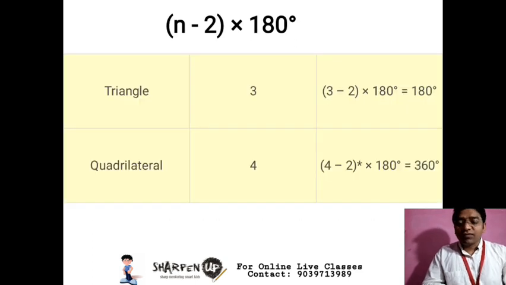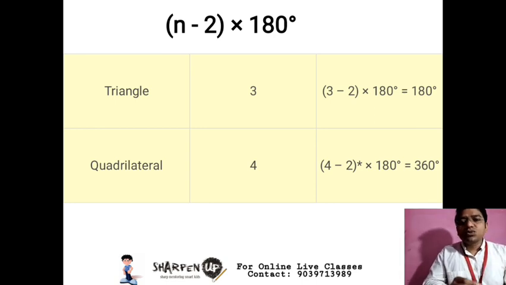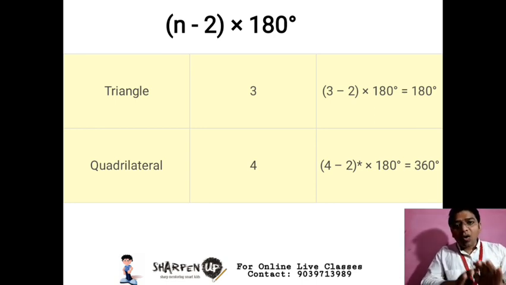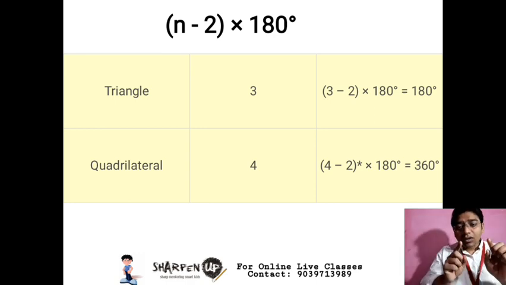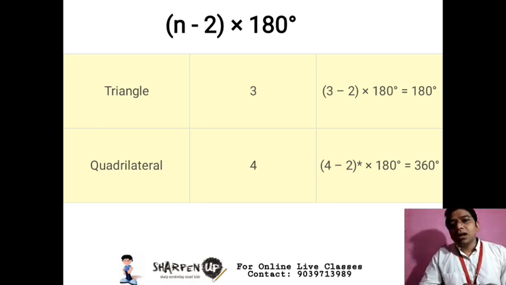That means if we have to find the sum of the interior angles of a triangle, we know that a triangle has 3 sides, so we place 3 instead of n and we get 180. That means 180 is the sum of all the interior angles of a triangle. If we take a polygon with 4 sides, that means a quadrilateral, and put 4 instead of n, then we get 360. That means the sum of all the interior angles of a quadrilateral is 360.